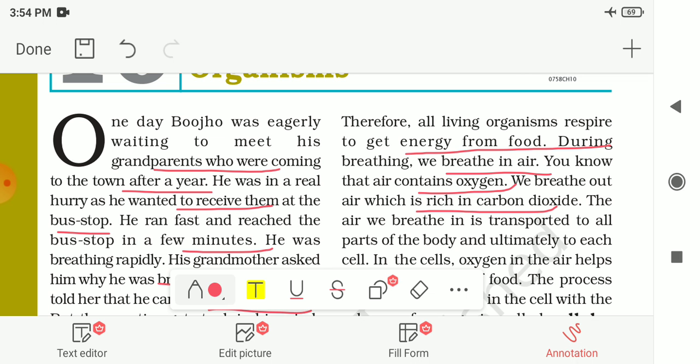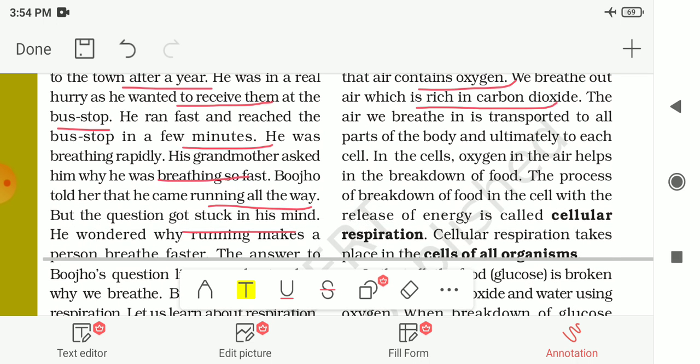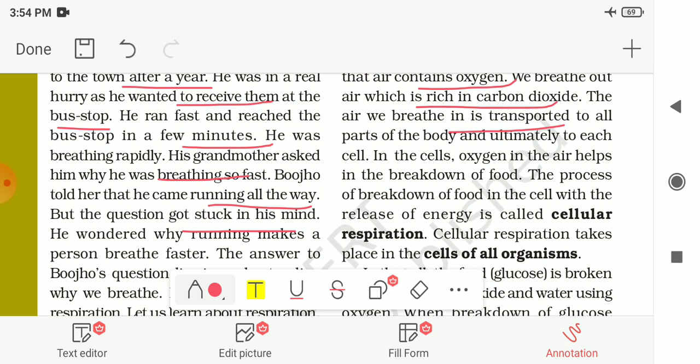The air we breathe in is transported to all the parts of the body and ultimately to the cells. The air which is rich in oxygen is transported to all the different body parts and also to the cells. And in the cells, the oxygen in the air helps in the breakdown of the food.